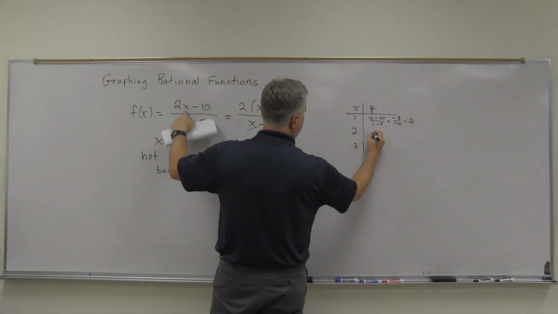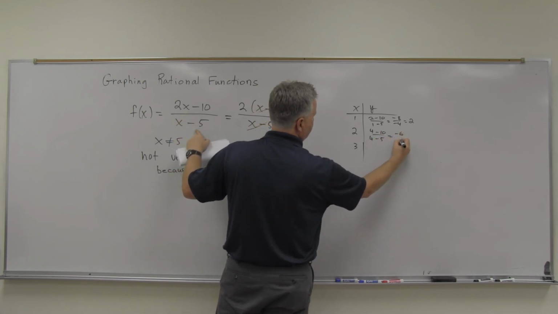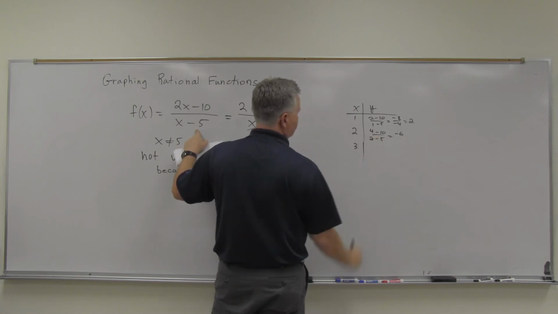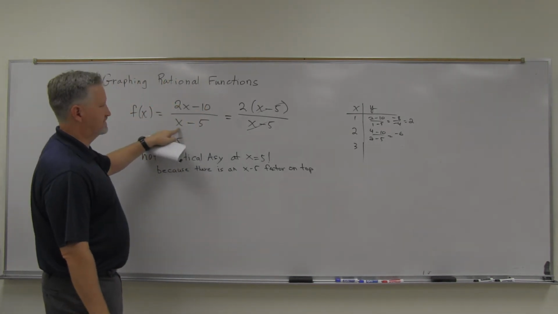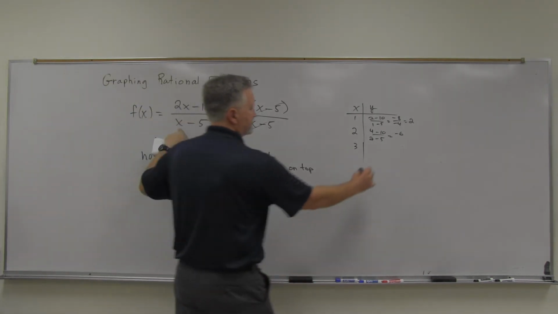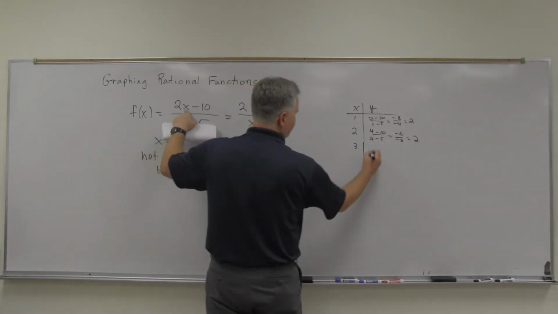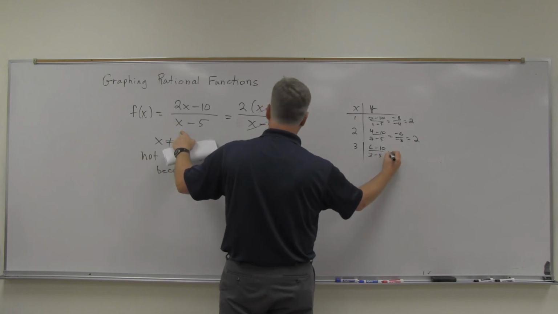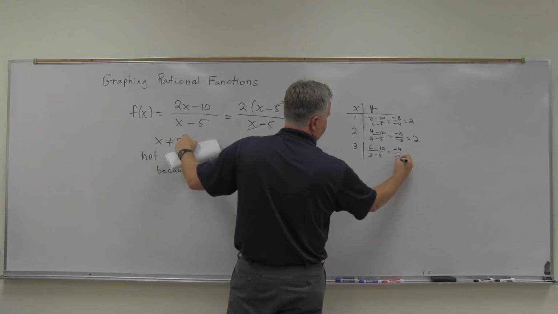This one, x is 2, gives me 2 times 2 minus 10, so 4 minus 10, over 2 minus 5. I keep wanting to do 2 on the bottom, but it's 2 minus 5 because it's just x on the bottom. So it's negative 6 over negative 3, which is 2. And then at x equals 3, we have 6 minus 10 over 3 minus 5, right? We got negative 4 over negative 2.